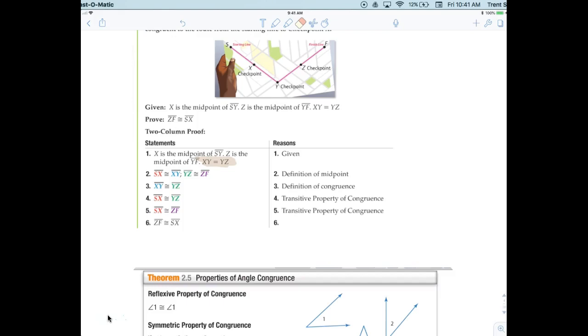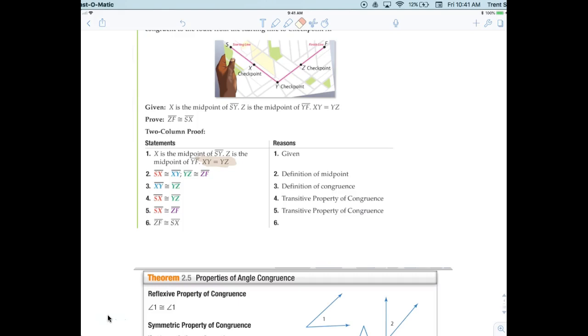Yes, sir. Why would 4 be transitive? I showed you. Transitive is if two things are equal to the same thing. SX is equal to XY, and XY is equal to YZ. Transitive property says that those two have to be equal. Okay, I see. You with me? All right. Everybody's happy with that?